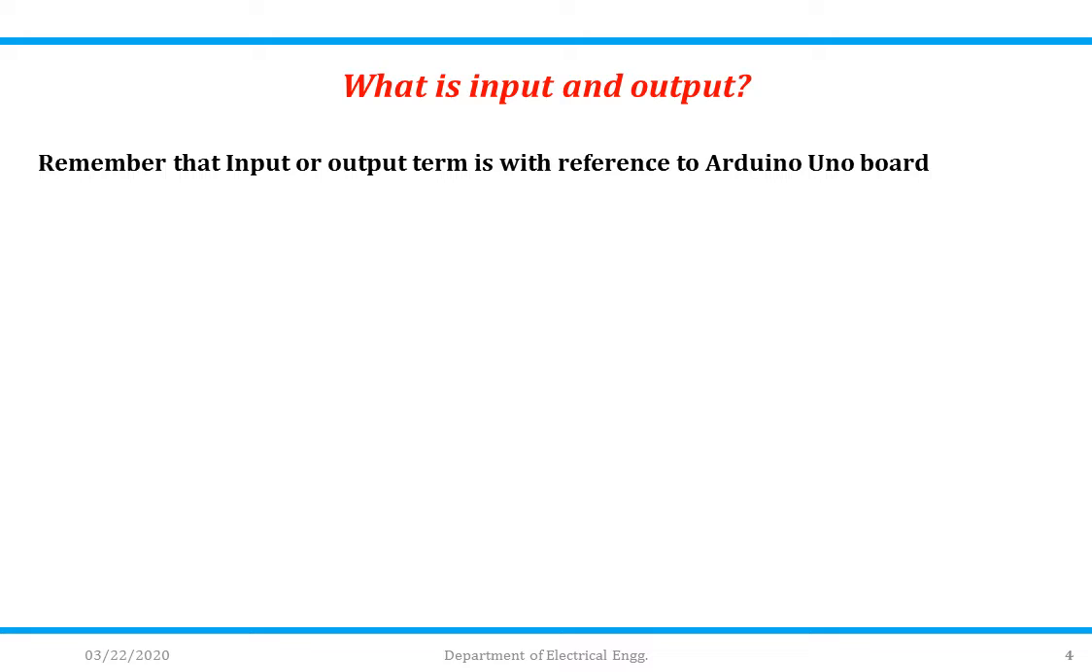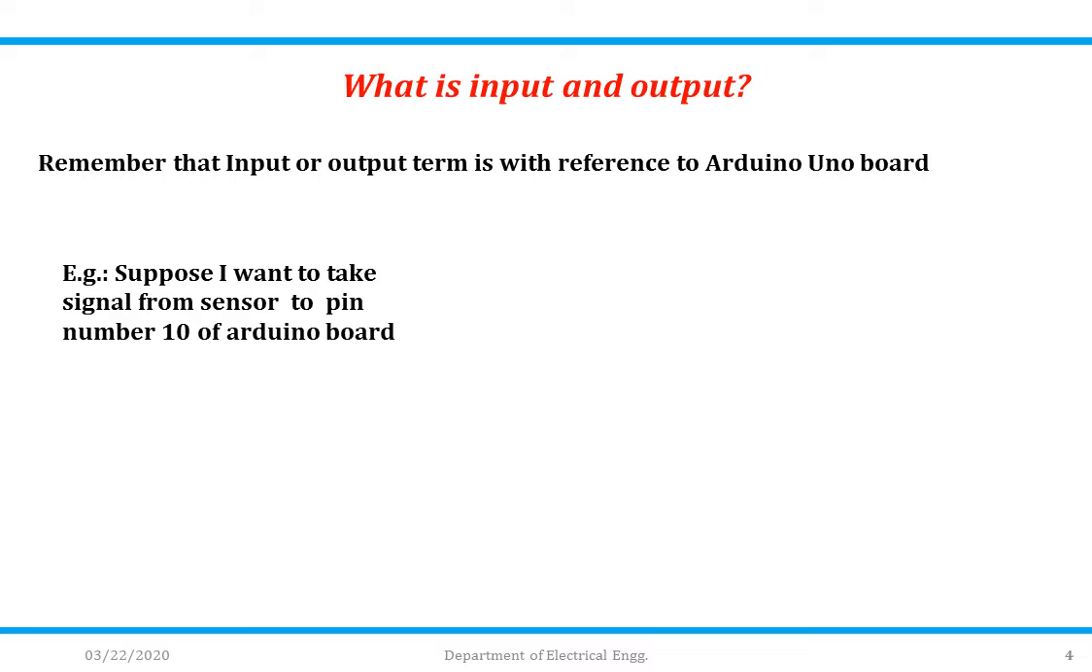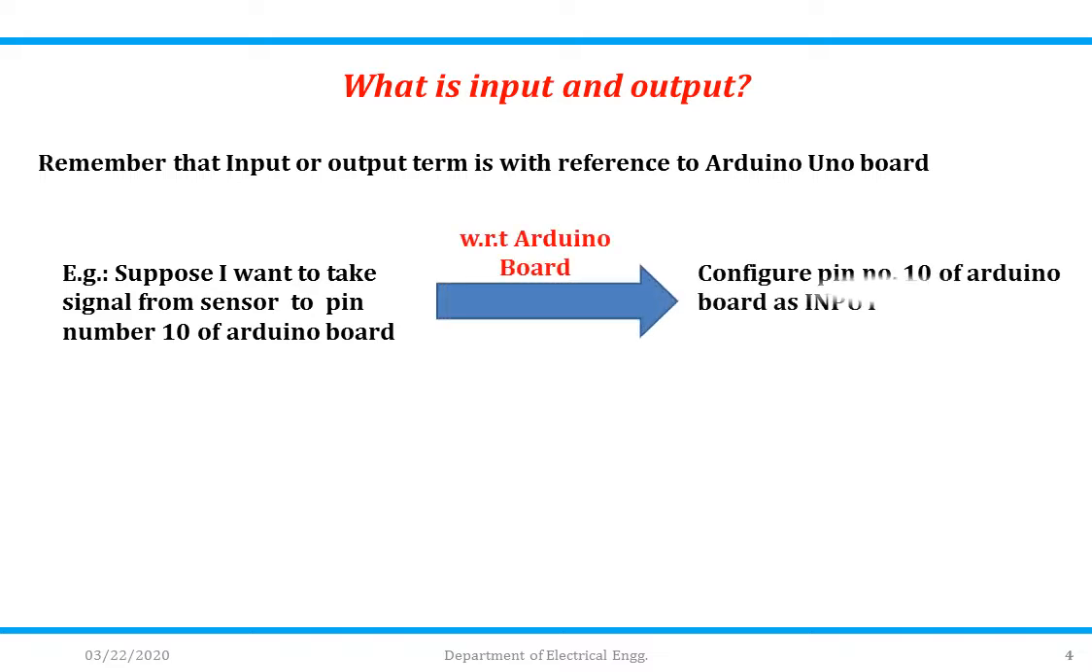Let's first understand what input and output mean in terms of Arduino. Remember that the term input or output is with reference to the Arduino UNO board. For example, suppose I want to take a signal from a device, say a sensor, which is connected to pin number 10 of the Arduino board. Then with respect to the Arduino board, we configure pin number 10 as an input.